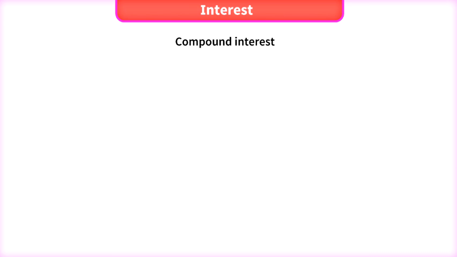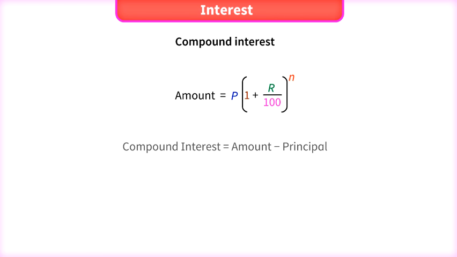Next is compound interest. When every year, interest is calculated by adding previous year's interest to the principal in the beginning of the year, it is called compound interest, that is, interest on interest. The amount is calculated using the formula given. See the formula. Compound interest is equal to amount minus principal.